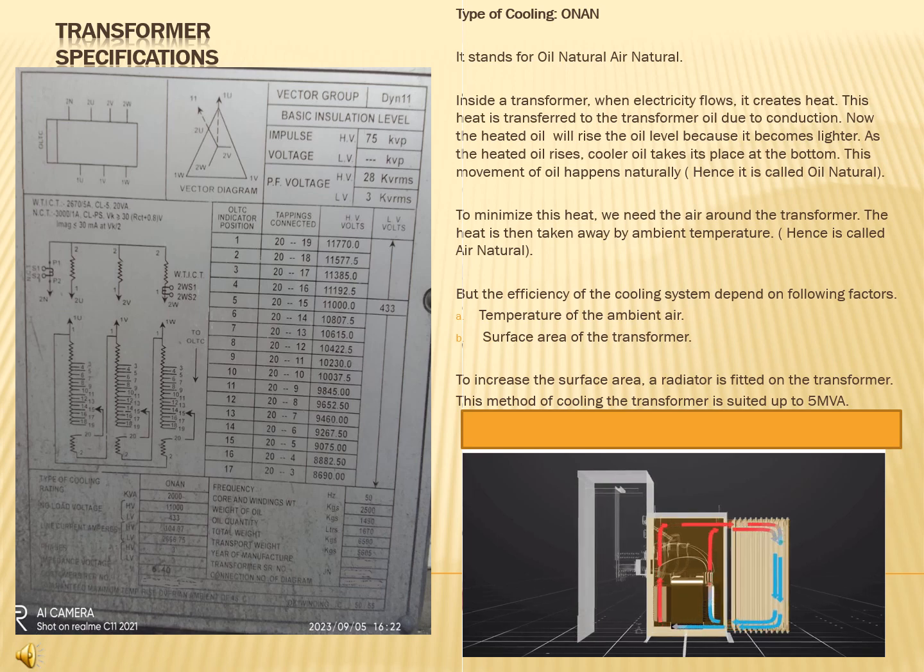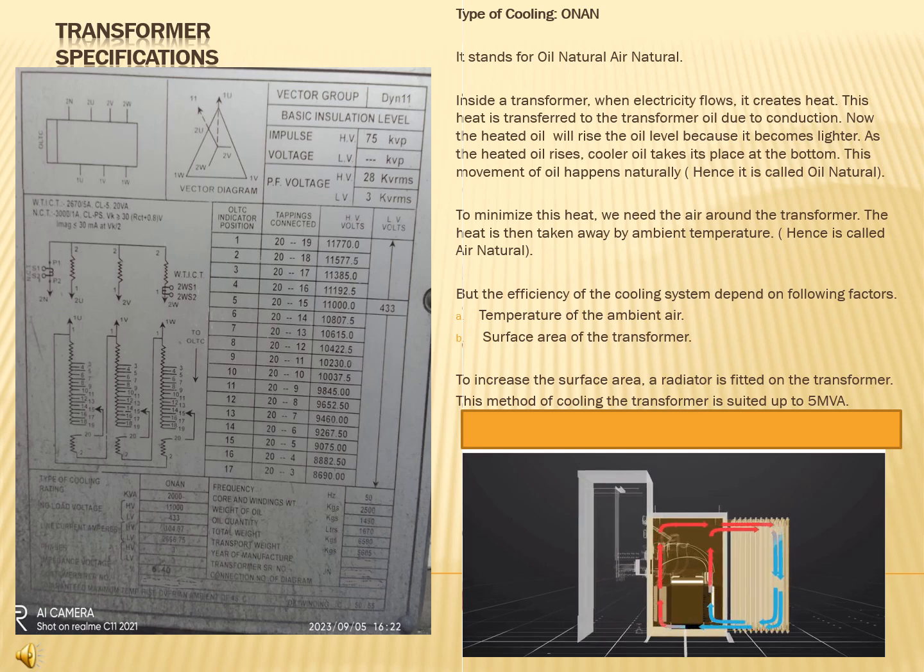In our specification, now we will learn about the type of cooling, which is ONAN. ONAN stands for oil natural, air natural. Look into the image enclosed in the slide. Inside the transformer, the electricity will flow. The flow of electricity will create heat. The heat is transferred to the transformer oil due to conduction.